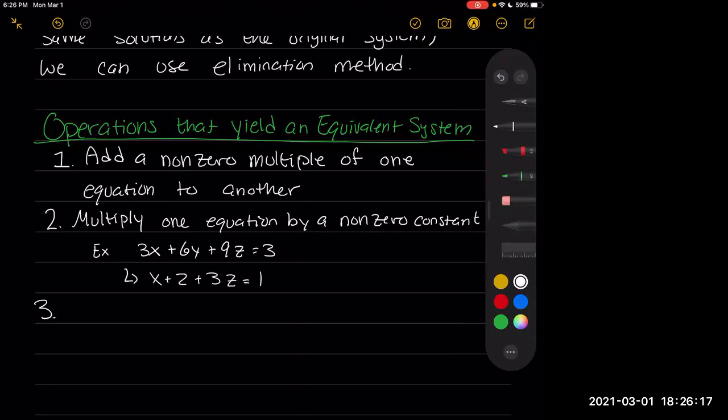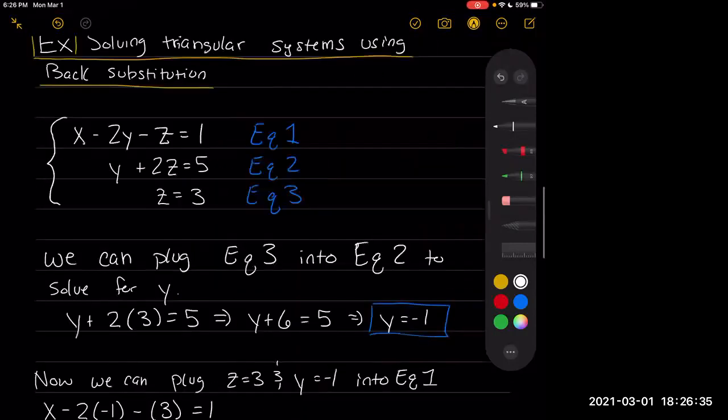And then 3, we can interchange the position of 2 equations. So for example, if we were to look at our system up here, if we were to just switch equation 2 and 3, we could still take the solution we have as z equals 3 and plug it in. We didn't have to order this the way we did. It just is very helpful for solving.